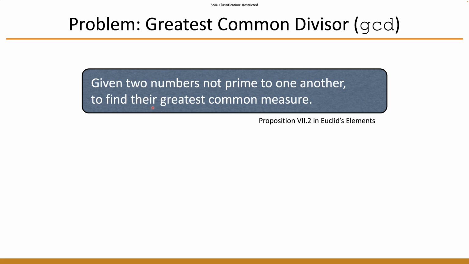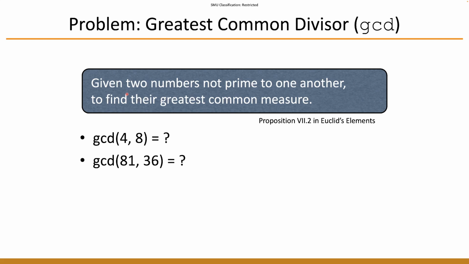Right? So if you look at the definition, two numbers are not prime to one another. When we want to find the greatest common measure or greatest common divisor, that essentially means the largest number that can be used to divide both numbers perfectly. For a simple example, if you'd like to find the GCD of 4 and 8, that will be 4, right? Just very simple math. I think in your prior years of schooling, you should be able to solve this already.